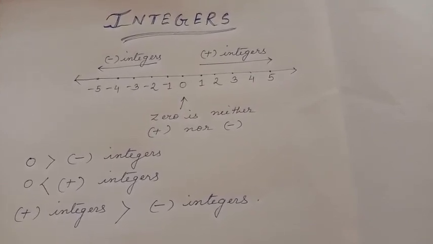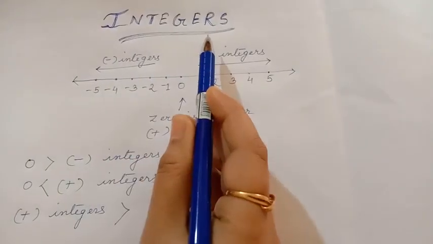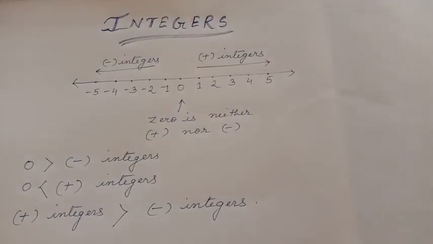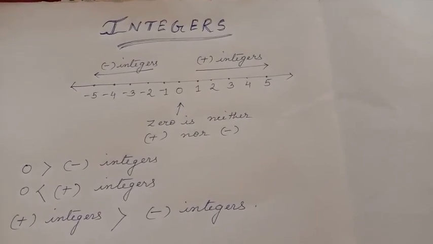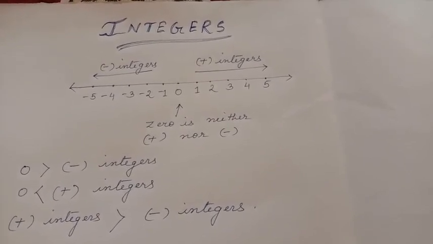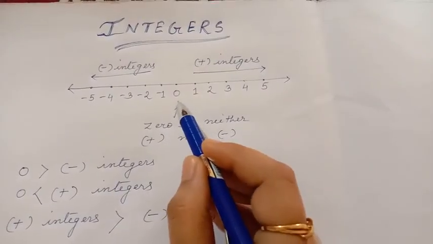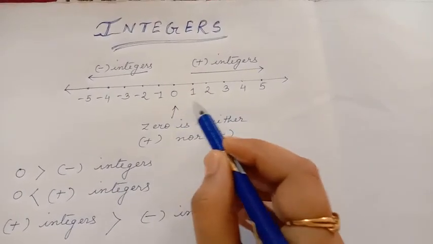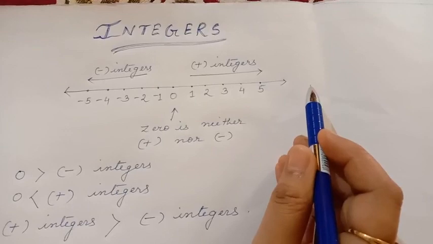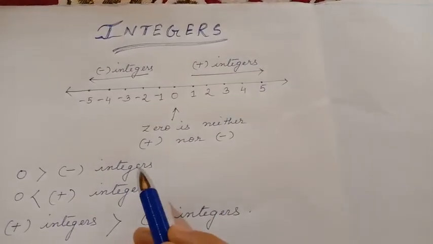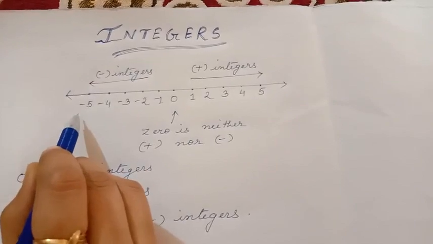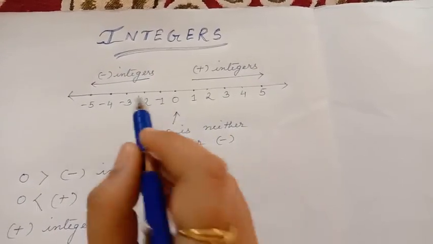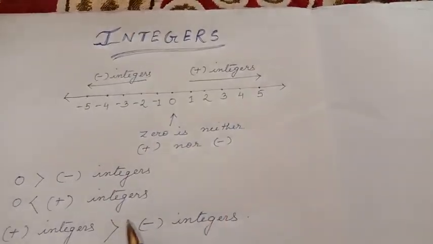First of all, integers are the whole numbers together with all negative numbers. You know that from 0 to all positive numbers are known as whole numbers. So if we add the negative numbers with the whole number system, we will get the integers.